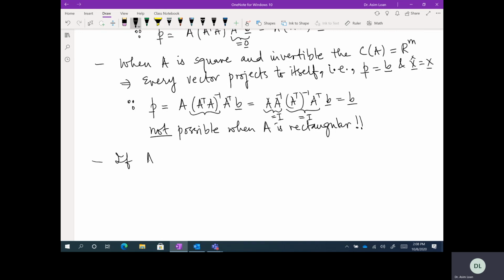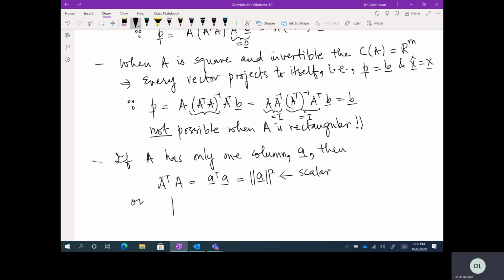And finally, if A has only one column, then A transpose A is simply a scalar. So P equals A transpose B, in the direction of A, divided by A transpose A, which is equal to A times x hat, which is the previous result that we derived in the last lecture.